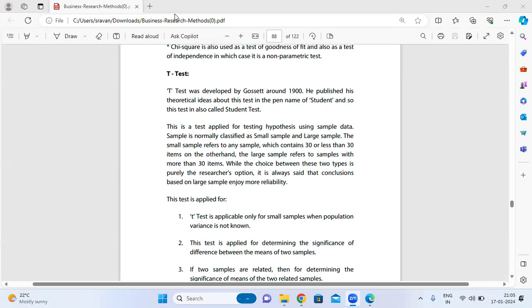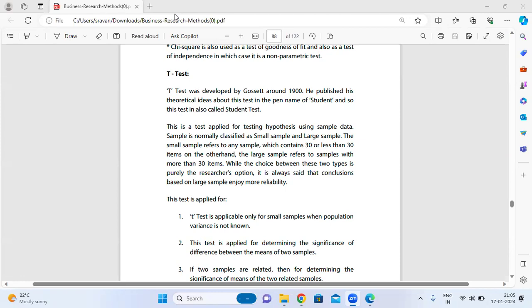Today we are going to discuss one of the important questions: the importance of parametric tests. It can be divided into the t-test and the chi-square test. Now we will discuss the t-test.